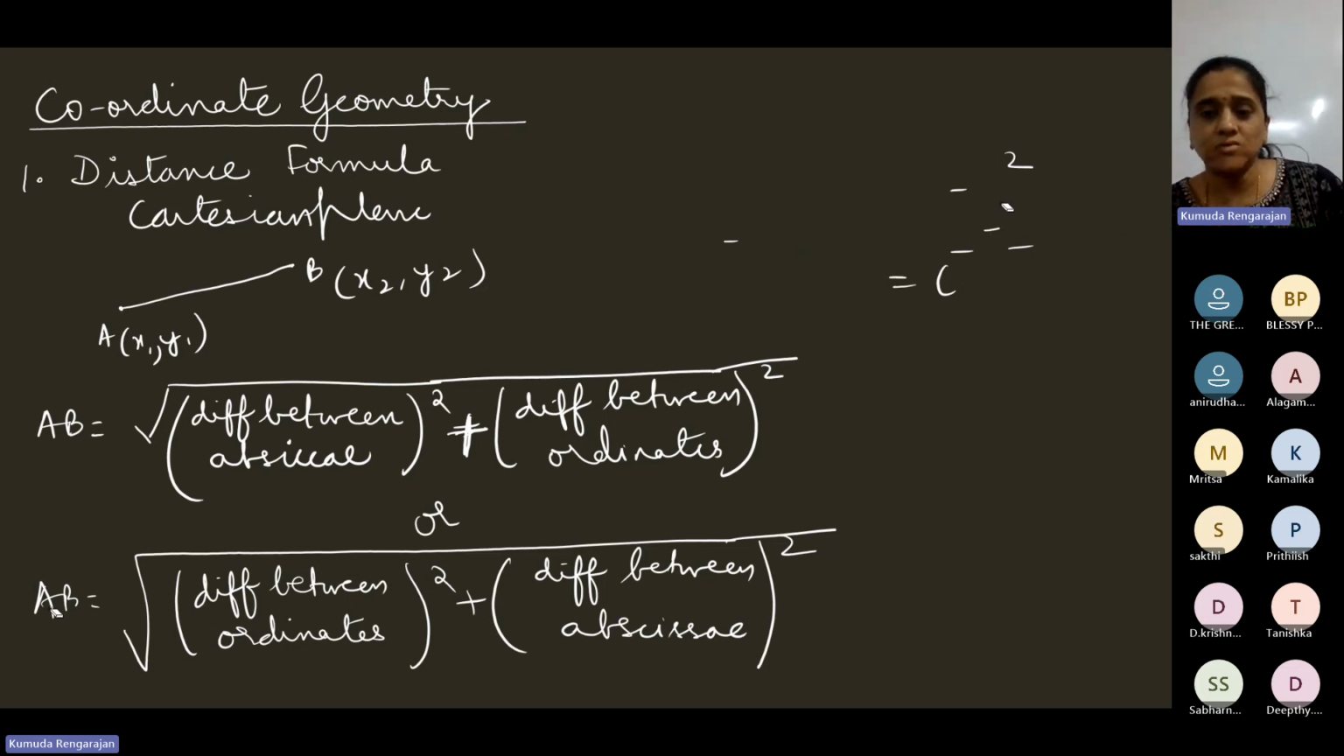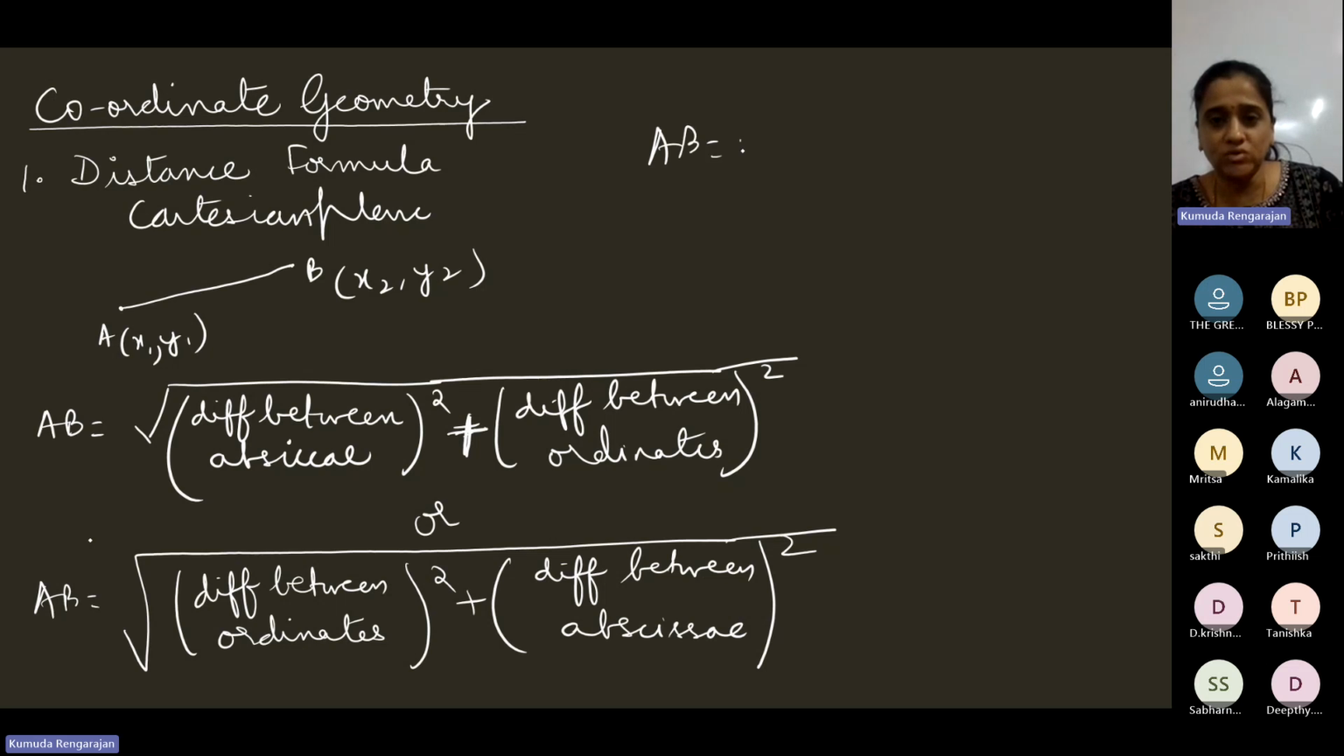So what is it? Difference between abscissa the whole square. So you can write x1 minus x2 the whole square, or you can write x2 minus x1 the whole square. Order is not important. Which are the abscissa? X1 and x2. Now, which one to write first? X1 first or x2 first? Any order you can write because the difference is squared. So the order is not important.